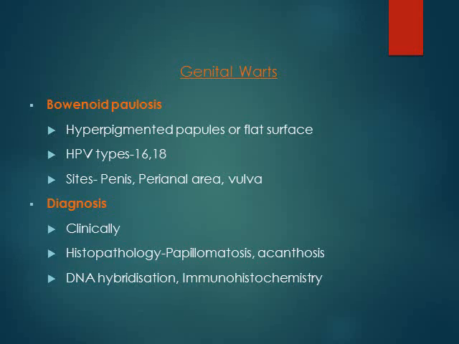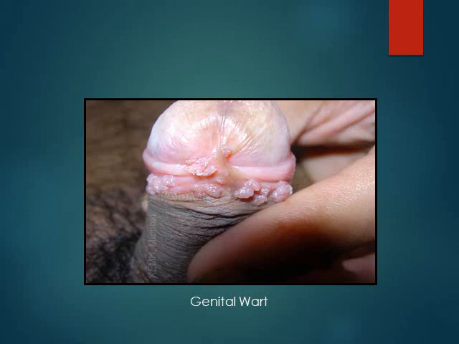Bowenoid papulosis is another type where there are hyperpigmented papules or flat surfaces, that is HPV 16 and 18, again seen in genital areas. This is a clinical picture of genital warts. Many cauliflower-like lesions are seen, outgrowths, usually at the genitals.